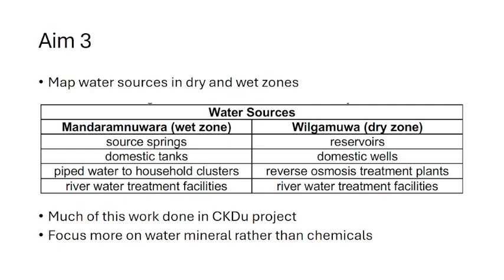And then our third aim is to look at the water quality and to map water sources in the dry and wet zones of Sri Lanka. A lot of this work has already been done by investigators in the CKDU project. Our focus is going to be more on the water minerals rather than on chemicals, because the link between chemical exposure and stone disease is actually not that clear, whereas the link with minerals in the water might be a better way of looking at it.